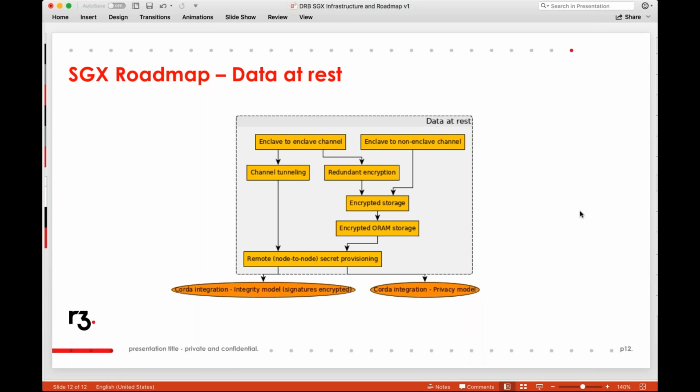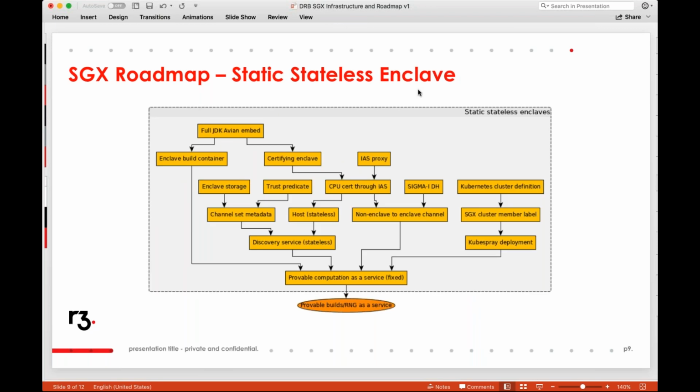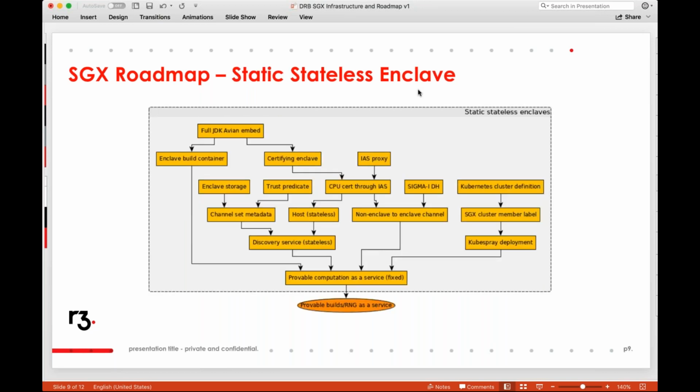A couple of questions, and one from Sean. Will each Corda app have its own enclave? That ties into the question of whether we're going to start integrating with the static enclaves or with the dynamic enclaves. In the case of the dynamic enclaves, we can load bytecode dynamically, so we don't need to specialize an enclave image for each Corda app. If we do integration with static enclaves, then we do need to do that.